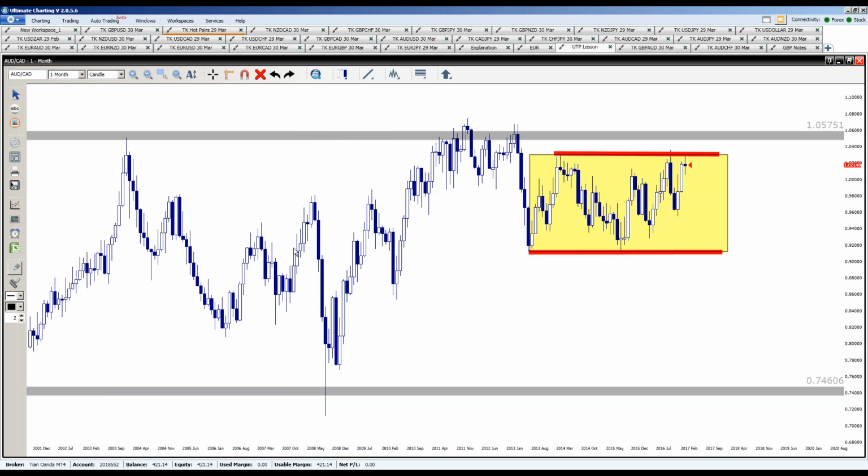So it's always important. I like to always identify the ranges. I love to trade from support to resistance and resistance to support. Right, does that make sense so far? Good stuff.